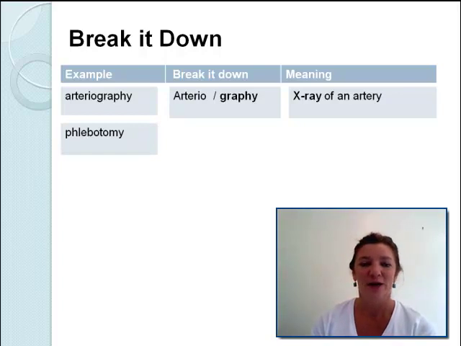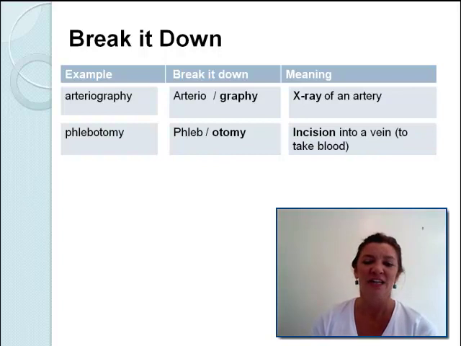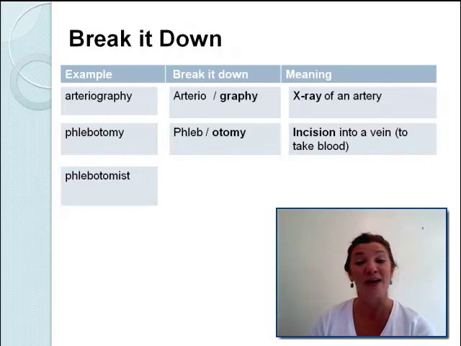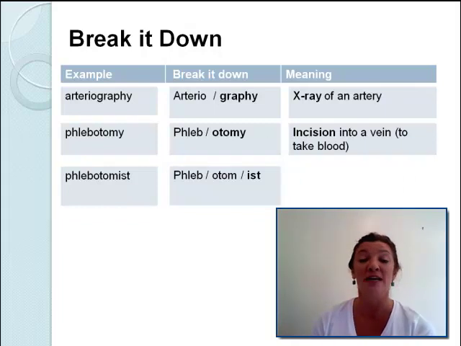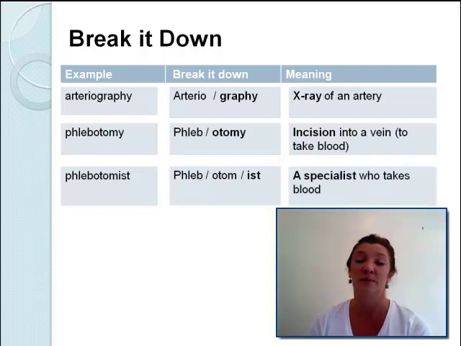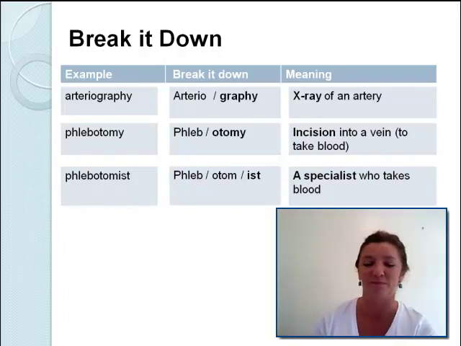Phlebotomy. Well, the break goes after the B. Otomy is our suffix meaning incision, so it's an incision into a vein. Well, actually, it is an incision into a vein, but it's in order to take blood. So you have a phlebotomist, and a phlebotomist, let's break that down. Phleb is vein, otom relates to the incision, and ist is a specialist. So a phlebotomist is a specialist who takes blood, or a specialist who makes incisions into veins in order to take blood.